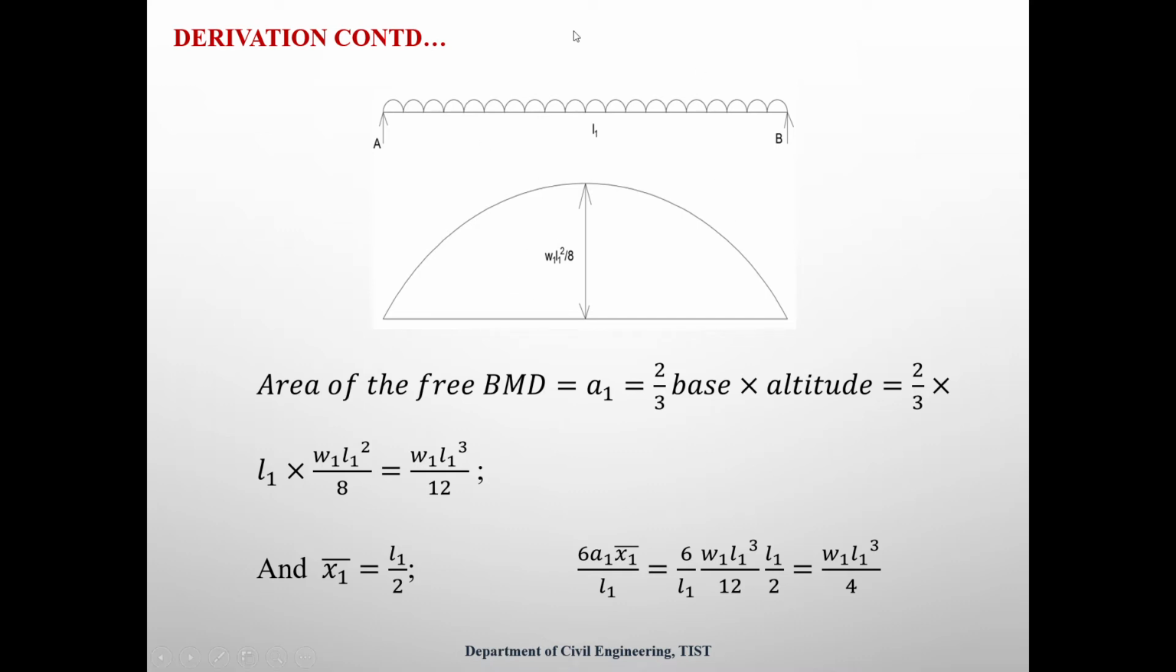In this case, the simply supported beam is subjected to UDL. That means the free bending moment diagram is a parabola with the value WL square by 8. Then what do you mean by A1? A1 means the area of this parabola, that means 2 by 3 into base into altitude. And x1 bar means the centroidal distance of this free bending moment diagram. Since it is symmetrical, it will be L1 by 2. Now when you substitute all these values, we will get 6A1 x1 bar divided by L1 equal to WL cube by 4.